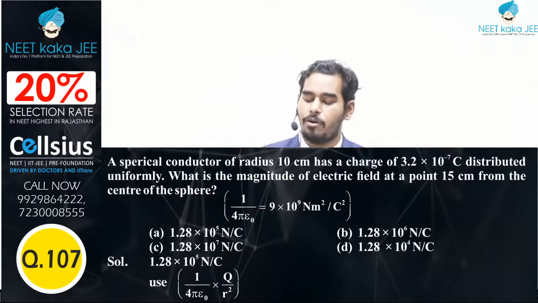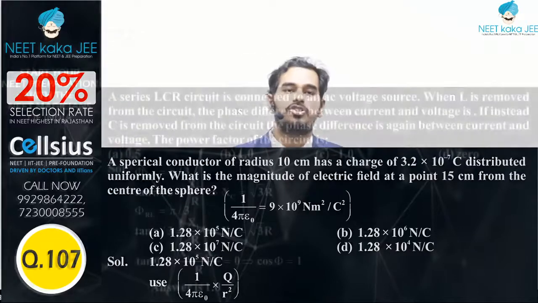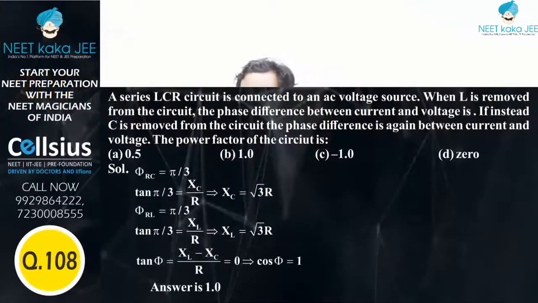Now let us come to the next question, that is question number 108. A series LCR circuit is connected to an AC voltage source. When L is removed from the circuit, the phase difference between the current and voltage is pi by 3. If instead C is removed, the phase difference is again pi by 3. The power factor of the circuit is.